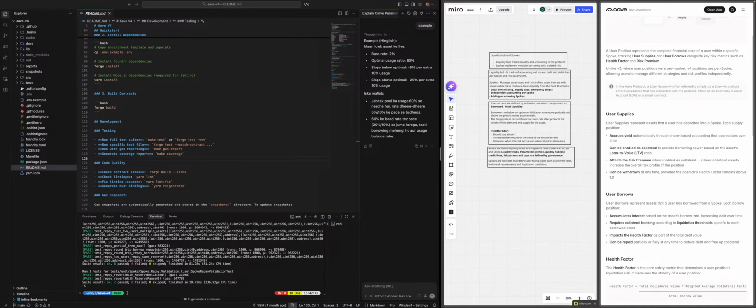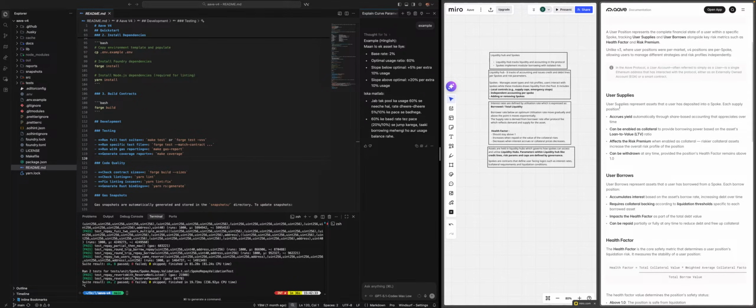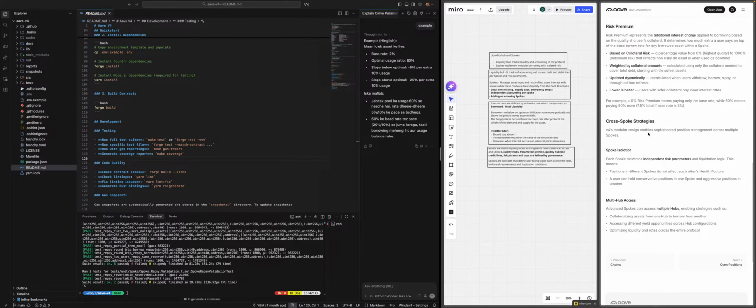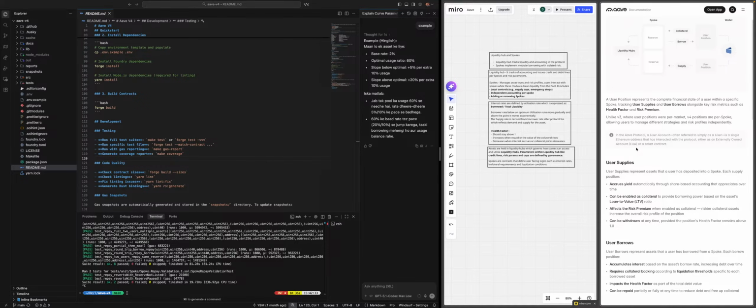User supplies. User supply represents... Yeah, makes sense. Which is cool.